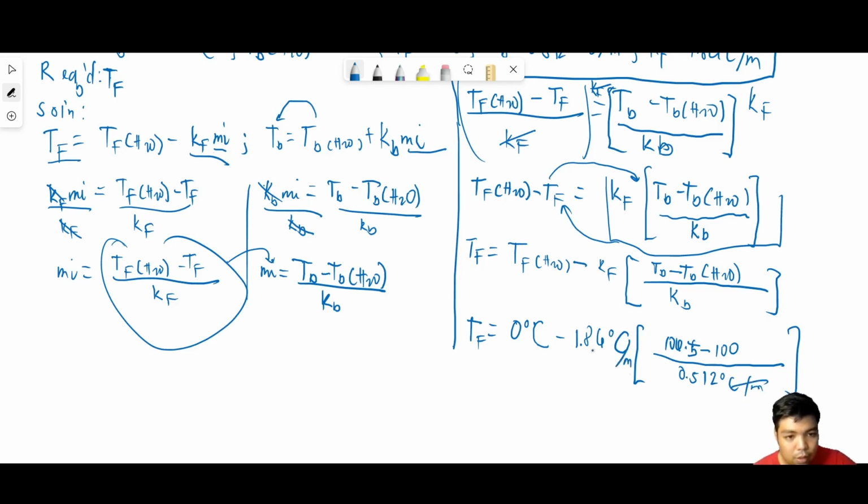Okay, this will cancel out. So you're plugging these values in your scientific calculator. You will get the freezing point of the solution, which is negative 23.6 degrees centigrade. So this will be your final answer.